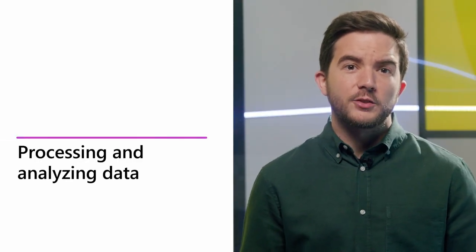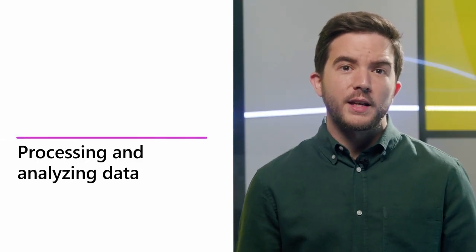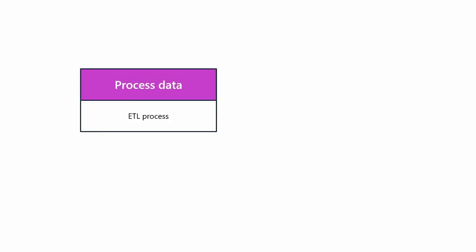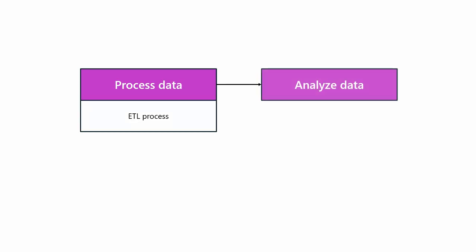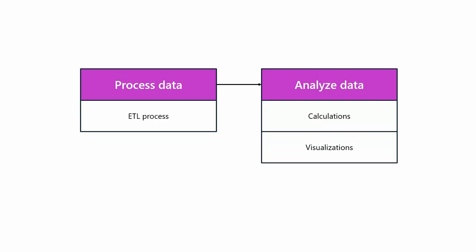In summary, processing and analyzing data is critical to transforming raw data into actionable insights. Through the ETL process, data can be extracted, transformed, and loaded into a format that is suitable for analysis. When the data is processed, calculations and visualizations can then be used to explore the data, uncover hidden patterns, and generate new insights to drive strategic decisions.